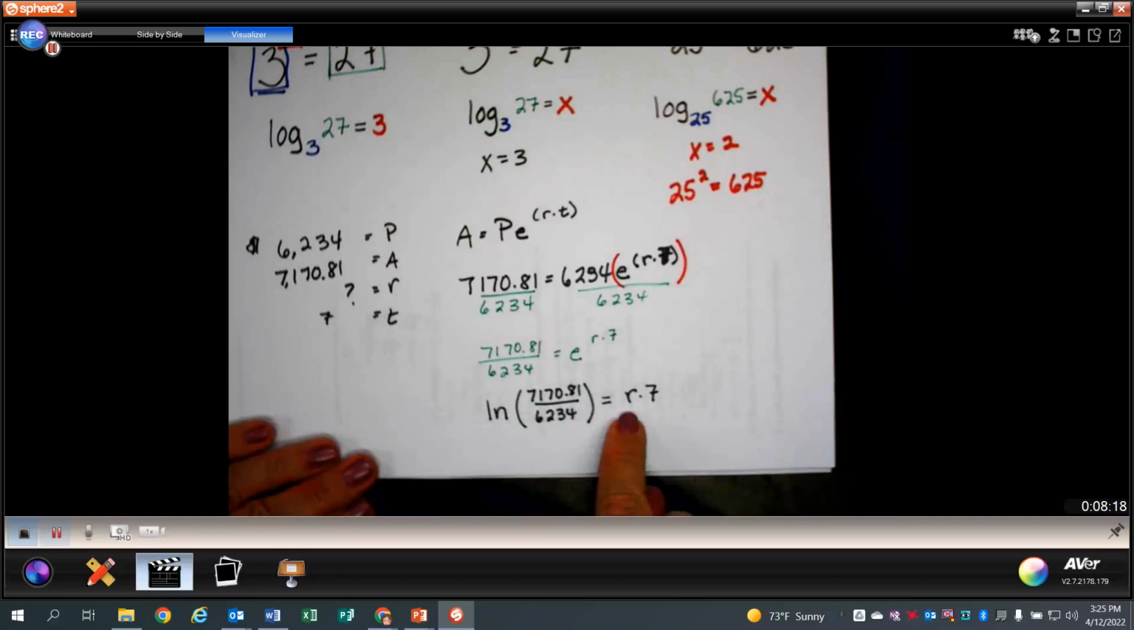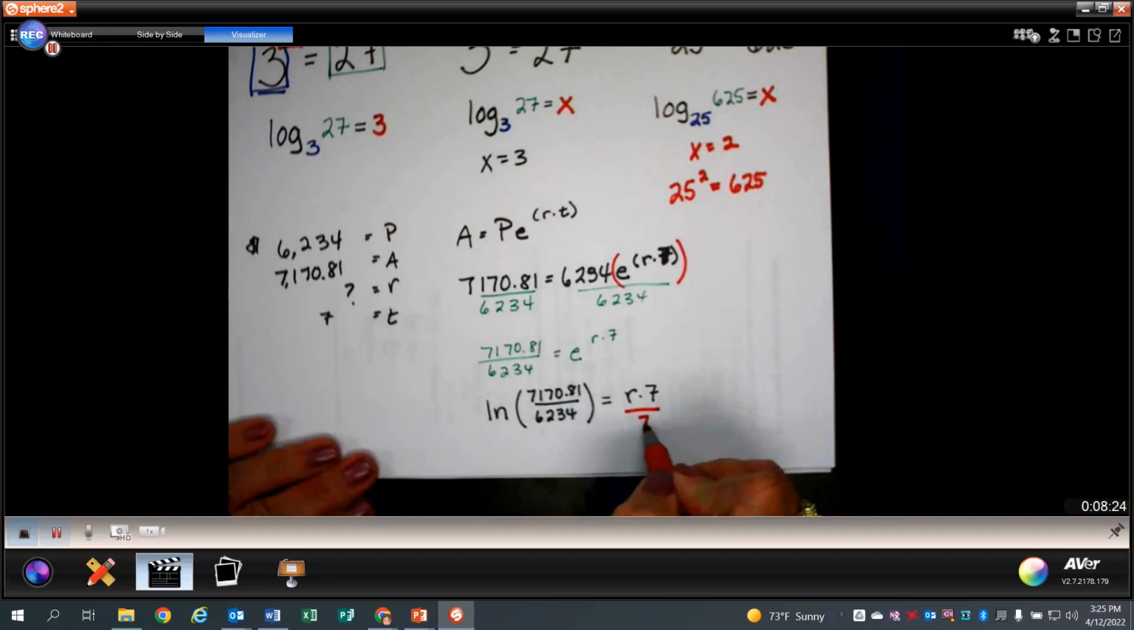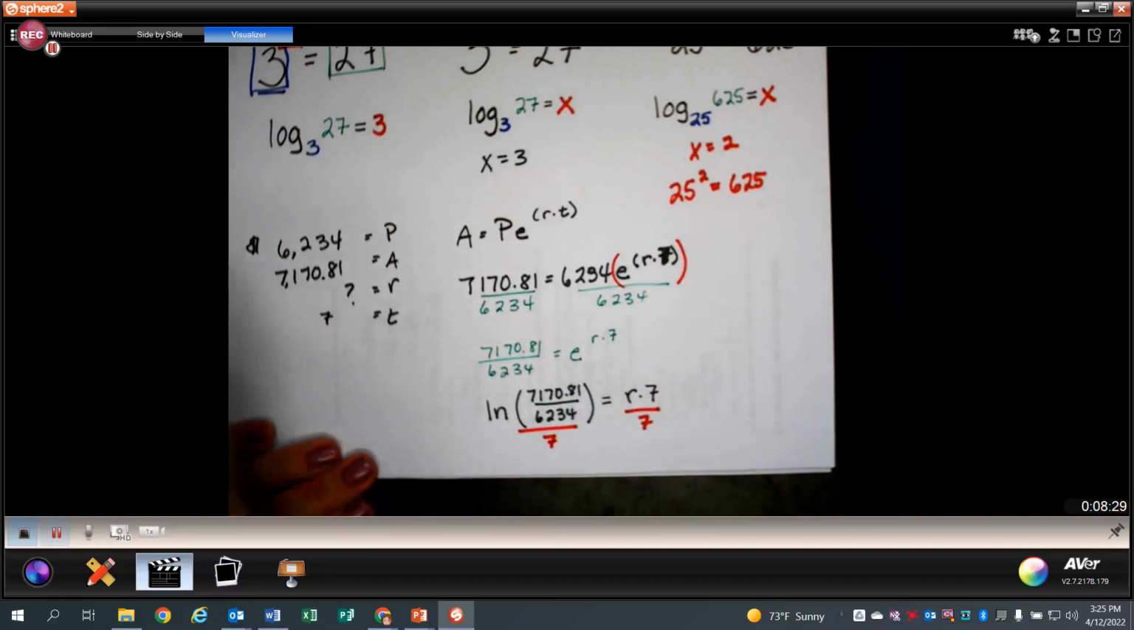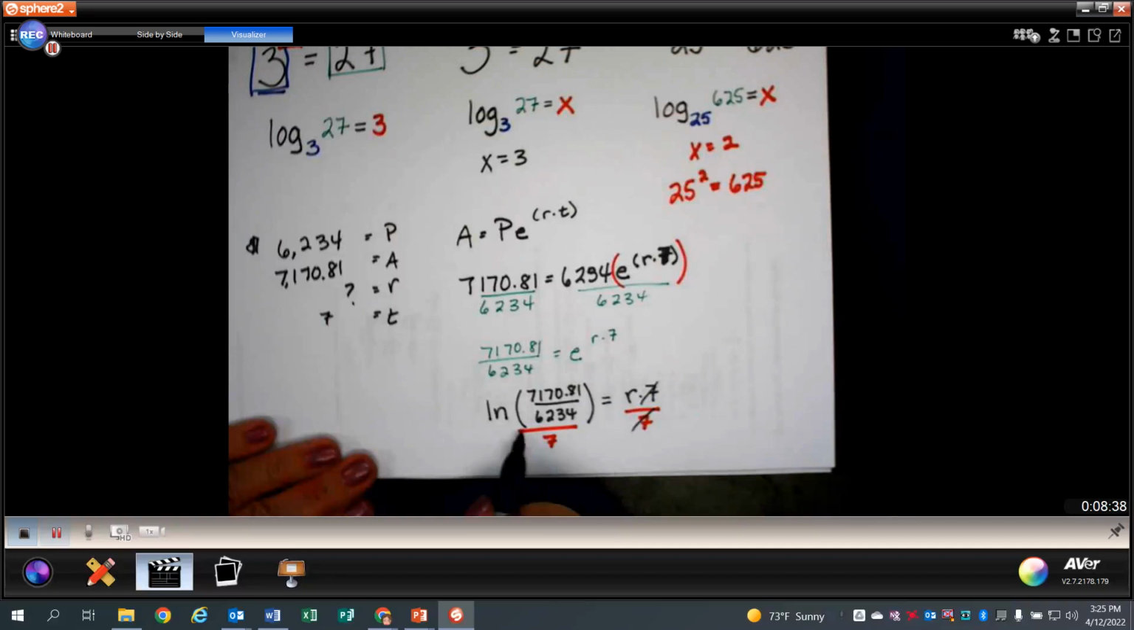But R is not isolated. So I do need to do one more step of algebra, and that would be to divide both sides by 7 to isolate the R. So I'm going to divide by 7. And now these will, of course, create a 1. So that's just one R, which is R. And all of this is what I will enter into my calculator. Ready for the calculator.